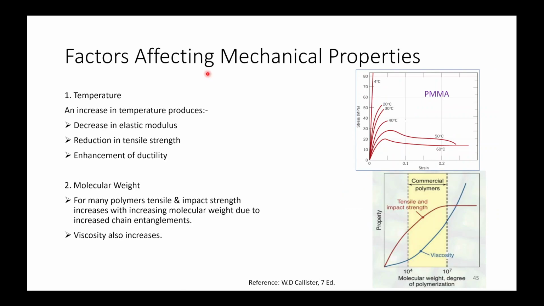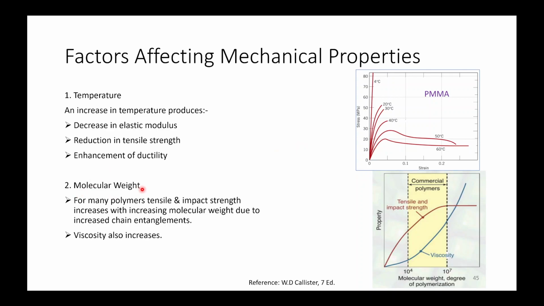Now, factors affecting mechanical properties. First is temperature. An increase in temperature produces a decrease in elastic modulus. As we are increasing the temperature from 4 degrees to 60 degrees C, we are seeing that elastic modulus is decreasing, like it was higher for 4 degrees C. Reduction in tensile strength. Tensile strength is highest at this point, and this is also decreasing. And enhanced ductility. We are seeing that the fracture strain is increasing with increasing temperature.